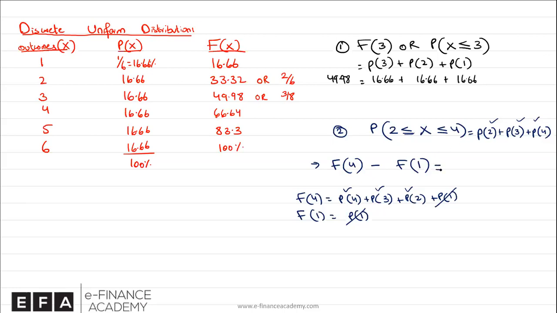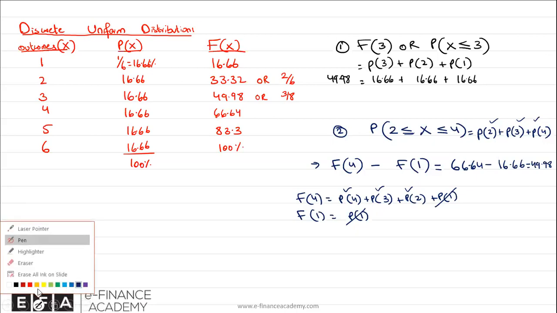So in a simple way, we can find F4 minus F1. We will say 66.64 minus 16.66, and that will give us the answer for the probability that X is more than or equal to 2 but less than or equal to 4, which is around 49.98. So that's our second question. That's how you would answer it.